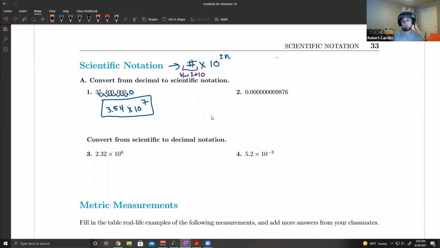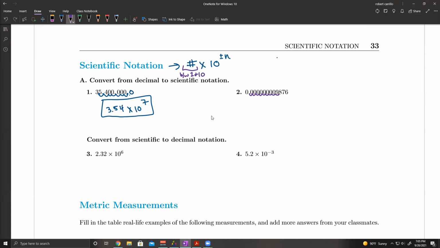Let's go ahead and try the other number. I'm going to take this decimal and move it to the right until we get a number between 1 and 10. So 1, 2, 3, 4, 5, 6, 7, 8, 9. Do I stop there or do I keep going? Yes, you can stop there.